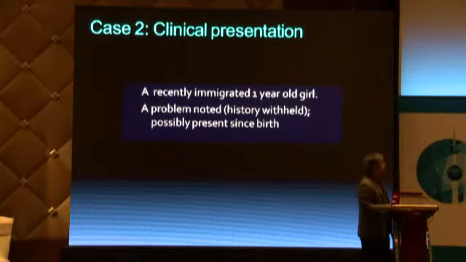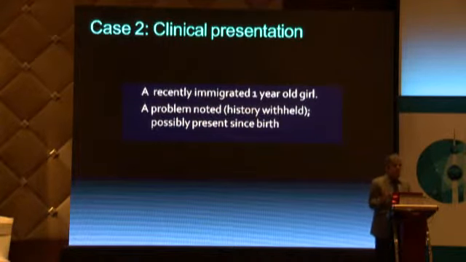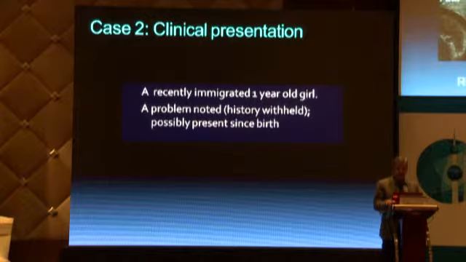So this is another interesting case, and this is straightforward if you know the anatomy. And if you don't know the anatomy, once you see it now, you'll always make a diagnosis. So from the history itself, you can make a diagnosis, but I wanted to show you the imaging appearances. That's why I'm withholding the history over here. So, a recently immigrated 1-year-old girl.